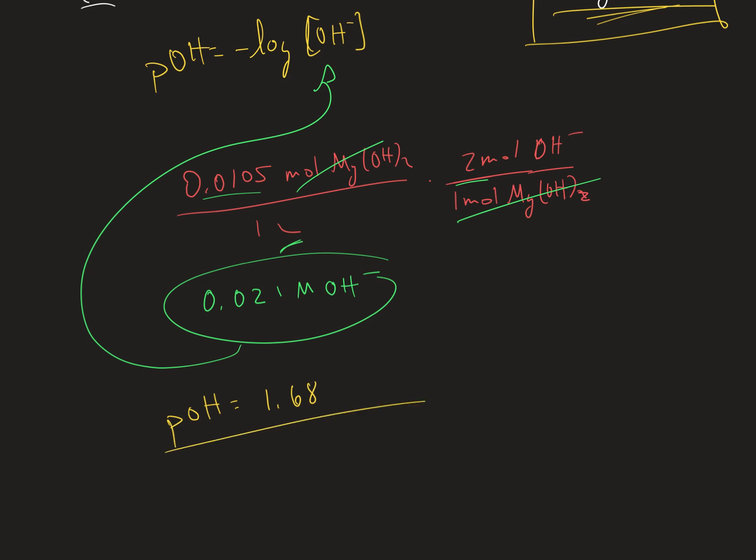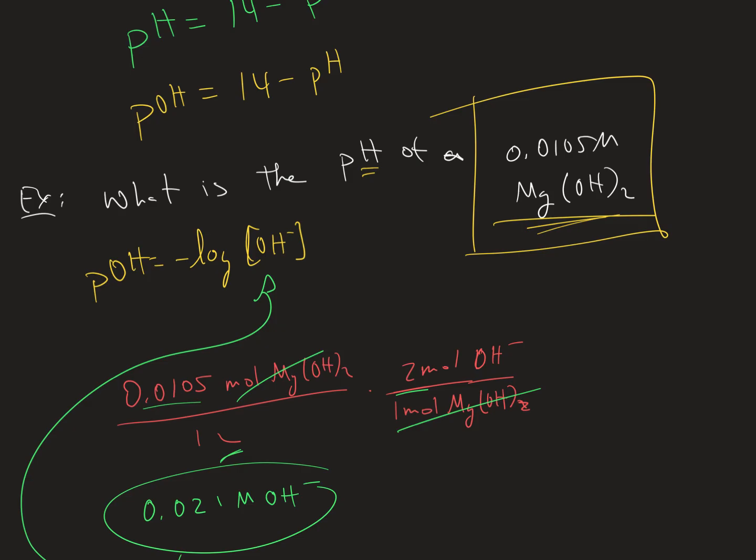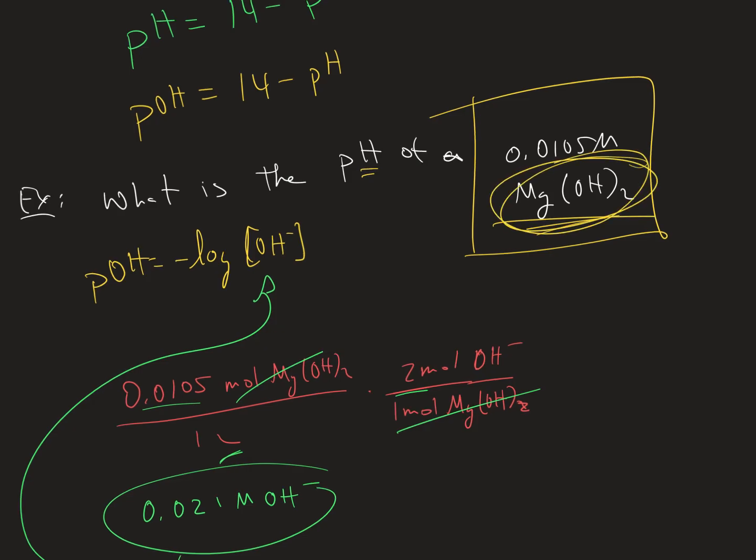Is this what I'm looking for? No. So make sure we know what we're looking for. We've got to find the pH. pH is equal to 14 minus the pOH, 1.68. And that gives us 12.32. Is that acidic or basic? Basic, because it's closer to the 14. And should it be basic? Yeah, we're dealing with a strong base, hydroxide. You with me?